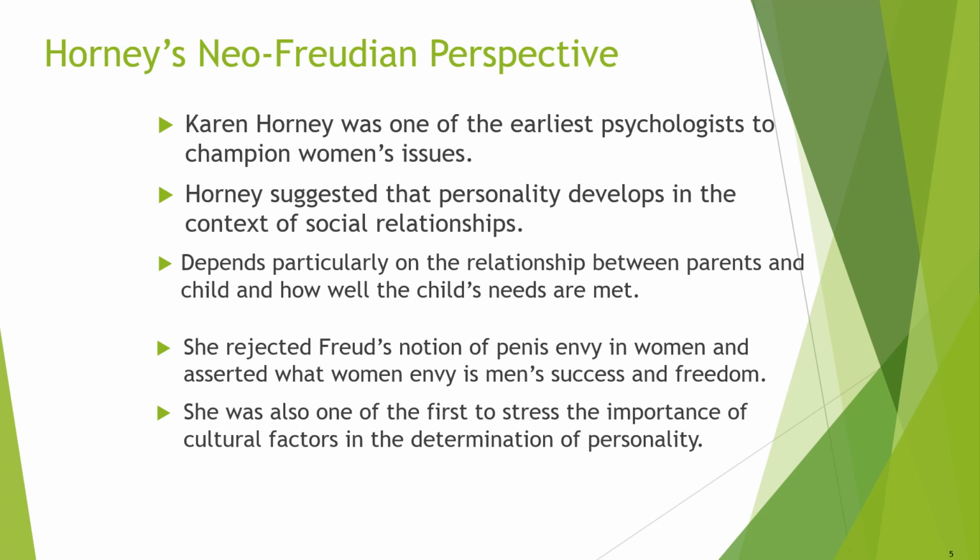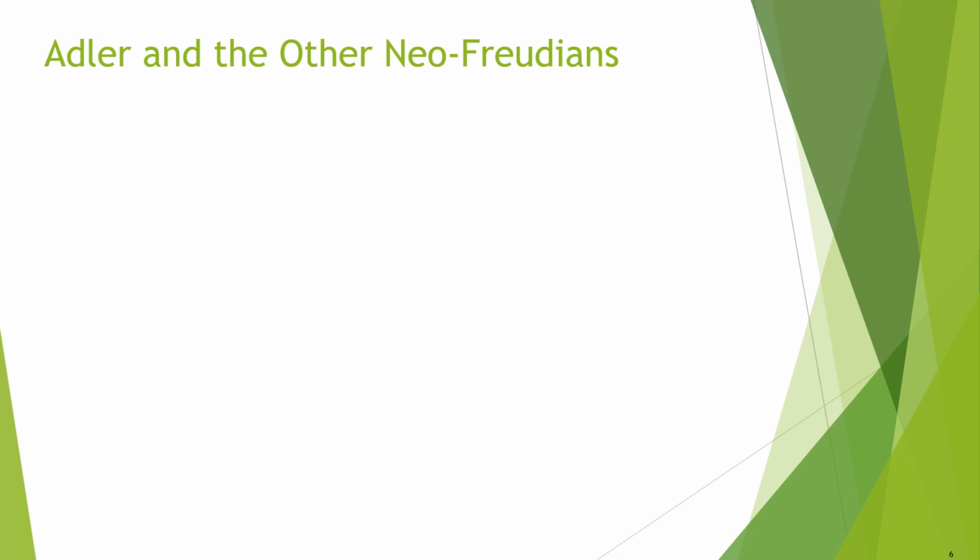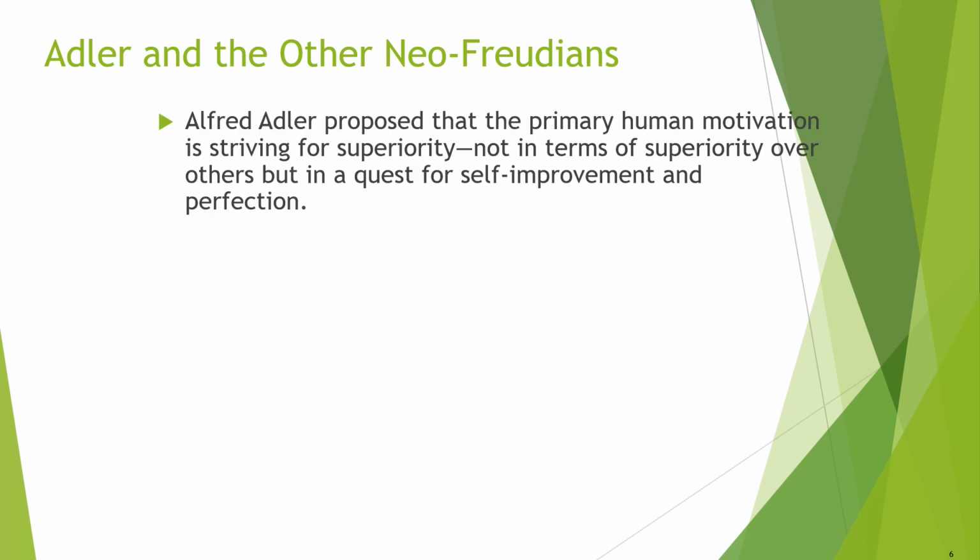Now we move on to our next neo-Freudian. We started with Jung, we went to Karen Horney, and we have our third neo-Freudian, and that is Alfred Adler. Alfred Adler proposed that the primary human motivation that we have is striving for superiority. Not in terms of superiority over others, but in a quest for self-improvement and perfection. We don't necessarily want to be better than other people, but we want to be the best person that we can be. We want to strive to be the most that we can be. So it wasn't in reference to others, but it was in reference to ourselves.